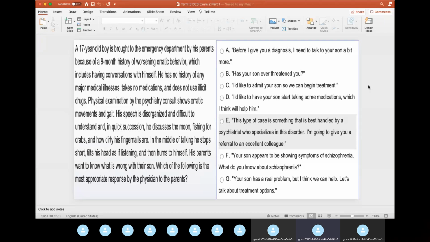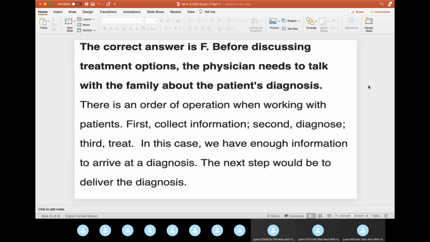Well, you're establishing what you think it is, but then you're also trying to see what they think about the disease. Excellent. So you're getting information from the parents. Excellent. Another? Any other answers? Okay, that's it. That's C. Actually, it's F. Exactly. Before discussing treatment options, you need to talk with the family about the patient's diagnosis. First, collect info, then diagnose, and then you treat.